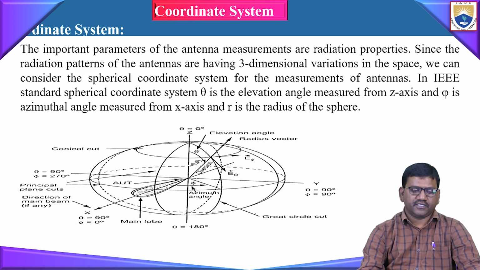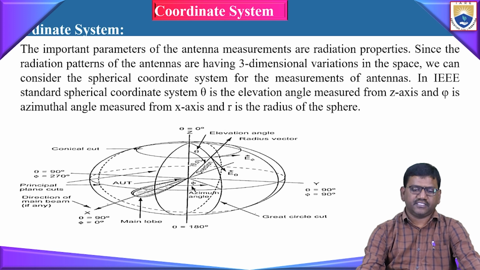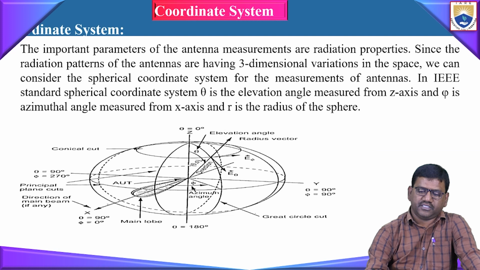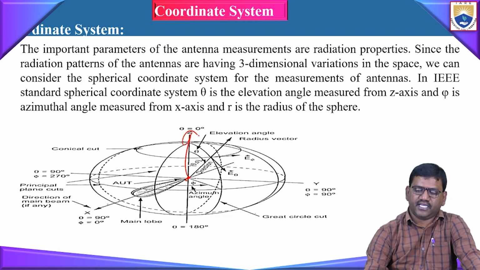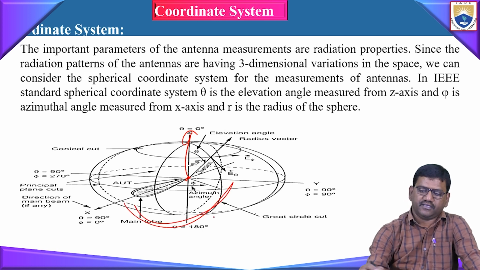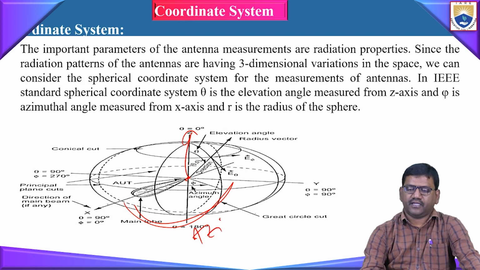In the standard spherical coordinate system, the elevation angle is measured from the axis and psi is the azimuthal angle measured from the x-axis, and r is the radius of the sphere. So the elevation angle we measure from the yz axis, and the azimuth angle we measure in the xy plane, the azimuth plane, and r is the radius of the sphere.